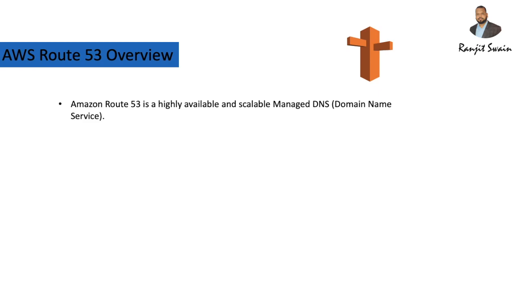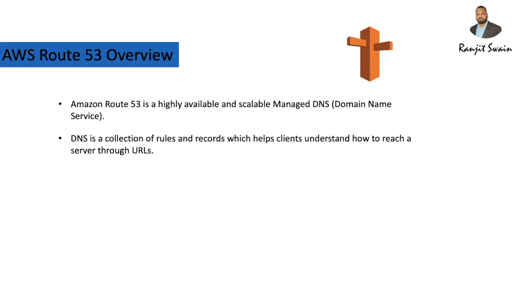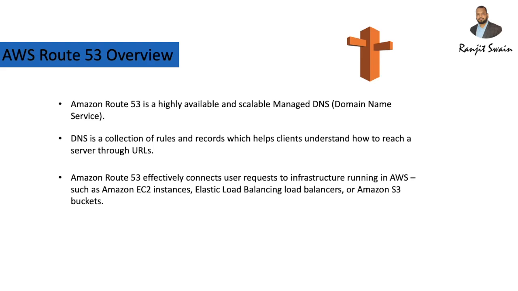Amazon Route 53 is a highly available and scalable managed DNS, that is domain name service. DNS is a collection of rules and records which helps clients understand how to reach a server through URLs. Amazon Route 53 effectively connects users' requests to infrastructure running in AWS such as Amazon EC2 instances, Elastic Load Balancer, or Amazon S3 buckets.